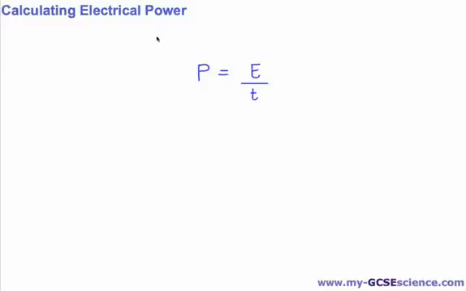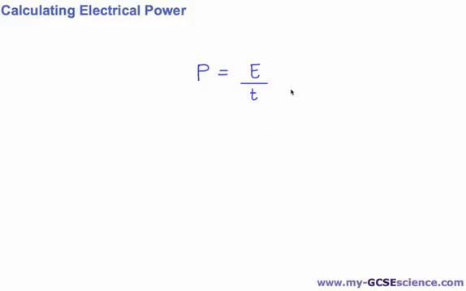Hello and welcome. For today's video we are looking at calculating electrical power, and we are going to look at two formulae in order to work that out. The first one here is P equals E over T. Now we've come across this before in our forces and energy video that I've done in the past. So it's the very same formula.